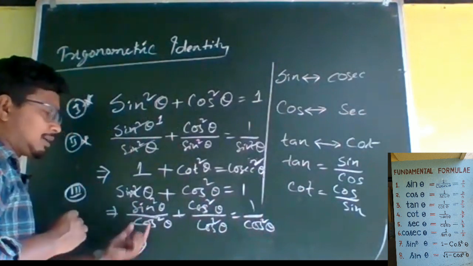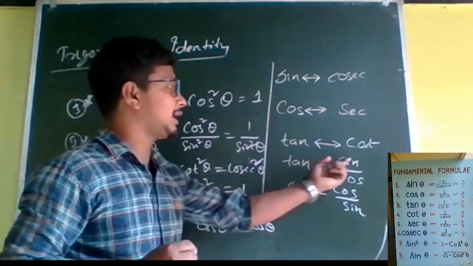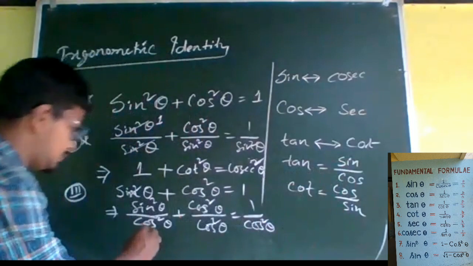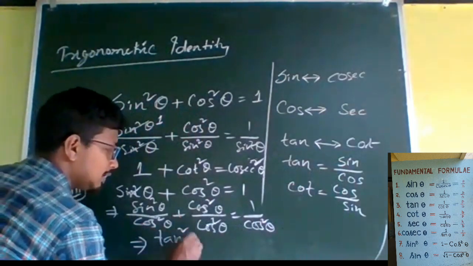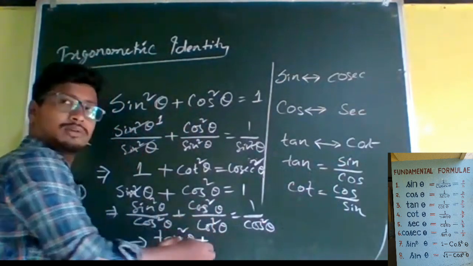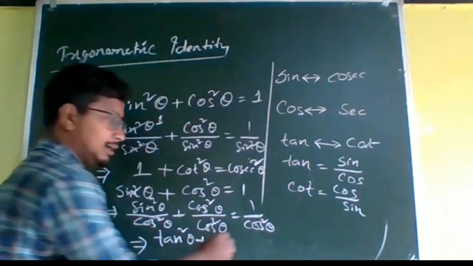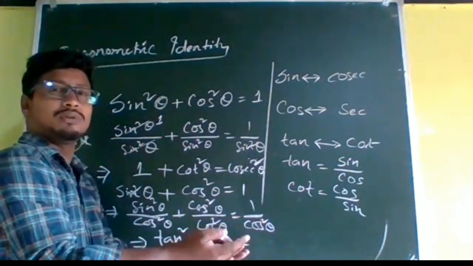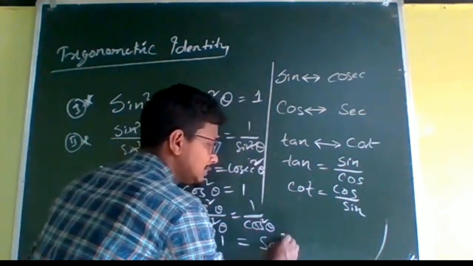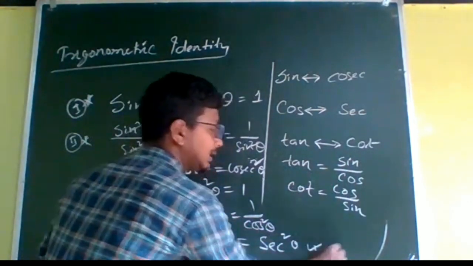So sin square theta by cos square theta. Sin by cos means tan, very simple. That means we write here tan square theta plus cos square cancels, so 1 remains. And this side, 1 by cos means, all of you know very well, sec square theta. And this is the third identity.